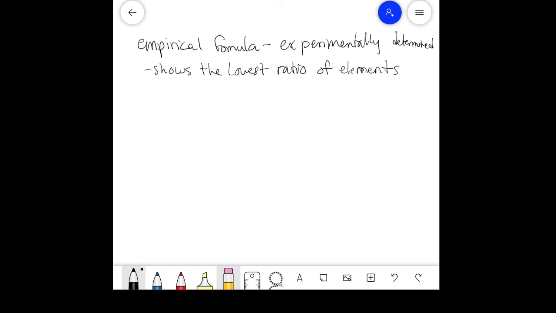So you can compare it by comparing formula masses of the empirical to the norm formula mass. You can find the real formula, or the molecular formula, or the true formula.